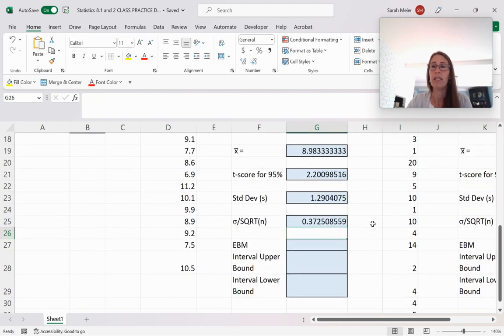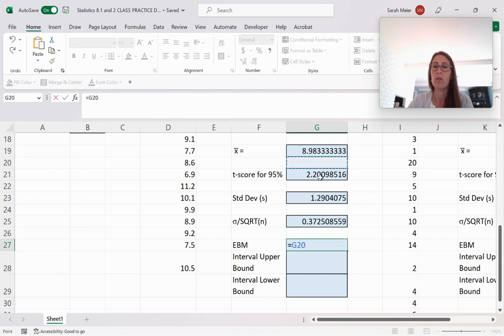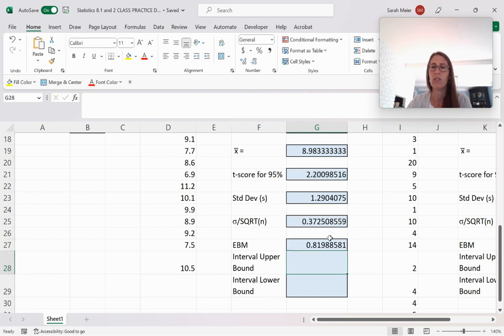Now we're going to calculate the EBM the same way we did when we were given the mean and we knew the standard deviation. So the error bound for our mean is going to be our t-score, I clicked the wrong one, times that standard deviation. Okay, so our error bound for our mean is 0.81988581.